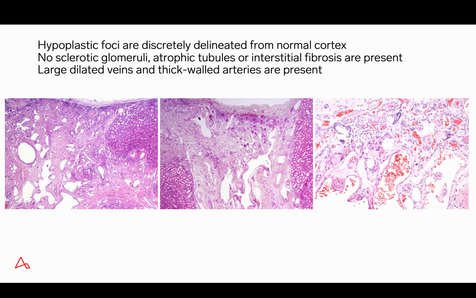Here I've shown a couple of cases of hypoplastic foci in Ask-Upmark kidney. First of all, they're sharply delineated from the adjacent normal-appearing nephrons, as we can see right here. And in this image right here, again, the hypoplastic focus is bracketed by morphologically normal-appearing glomeruli. The hypoplastic focus itself has large dilated vessels, and if you look at high power, there's no evidence of glomerular sclerosis or tubular atrophy. No hint of blastemal differentiation is present.